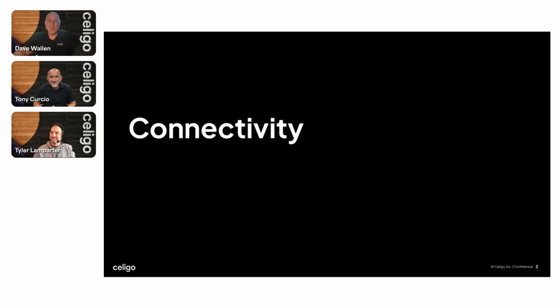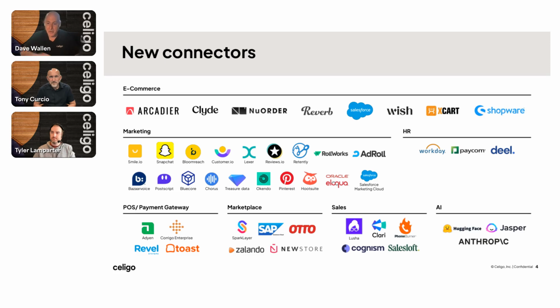Great. So let's start with some advances in connectivity. Earlier in the year, we had a focus on enhancing our connectivity in support of marketing automation use cases. So we added connectors to apps like Salesforce Marketing Cloud, to Eloqua, to Hootsuite, and Rollworks. And we added some new connectors for sales tools like Clary and Sales Loft.